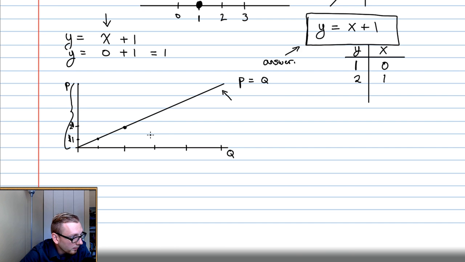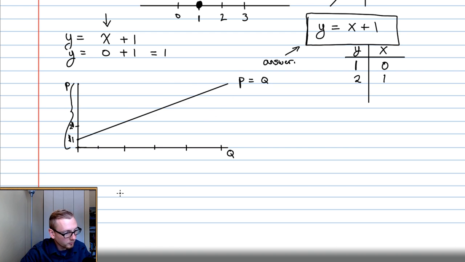Okay. But now let's say it wasn't just simple 1 to 1. Let's say we didn't want to start that low. What if we wanted to start a little higher? So instead of starting at 0, we'll start at $1 and work up from there. You see how that changed?